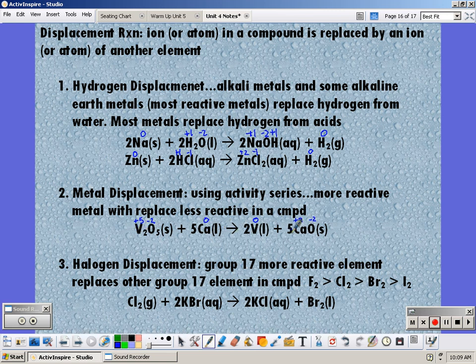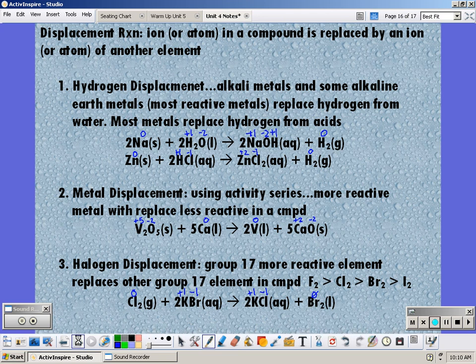Halogen replacement: you have 2 elements in group 17, and the more reactive element in group 17 replaces the less reactive element in group 17. And the order is that fluorine is the most reactive and iodine is the least reactive, so it's actually the order that they're listed in group 17. So chlorine has an oxidation number of 0, potassium would be +1, bromine -1, potassium +1, chlorine -1, and then bromine by itself is 0. So my chlorine is being reduced and my bromine is being oxidized.